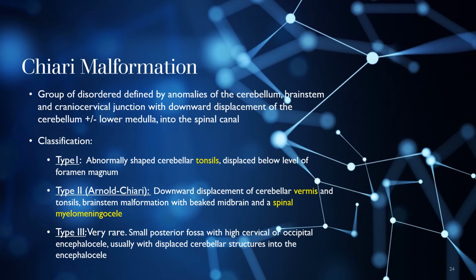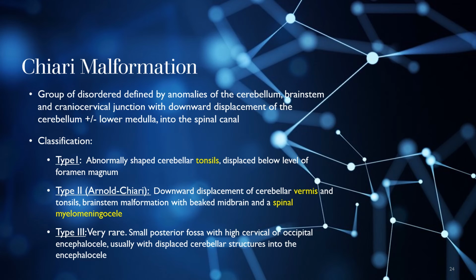There are different types, 3 types in total. Type 4 and 5, I believe, were initially thought to be part of Chiari malformations, but they have since been determined to be a part of a different syndrome altogether, and so they have been removed. Type 1, you have abnormally shaped cerebellar tonsils, which are displaced below the level of the foramen magnum.